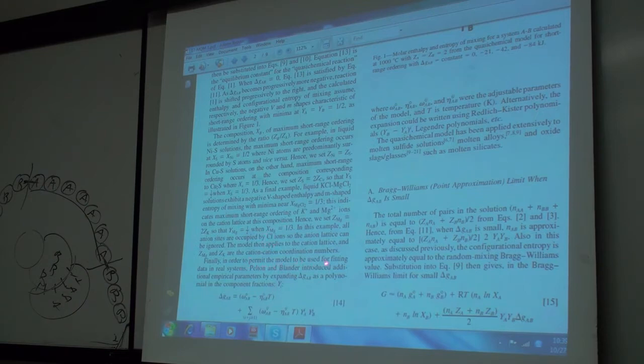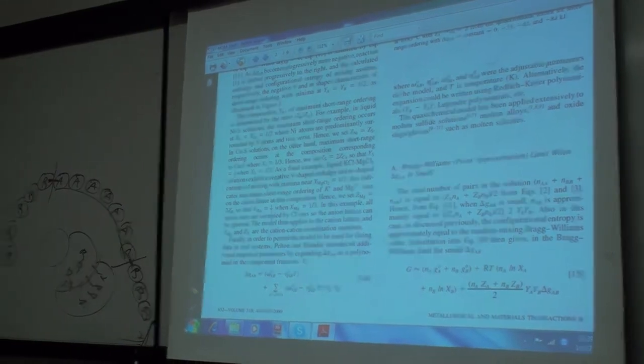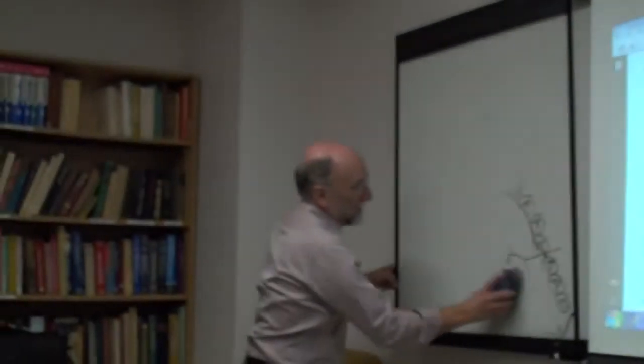Okay, in order to permit the model to be useful for fitting data, this is now where we're going beyond what I talked about in the previous slides. With the previous slides, I basically let that delta GAB parameter be constant. Now we permit it to vary with composition in exactly the same way as a polynomial, the same way we take the regular solution and turn it into the polynomial equation.